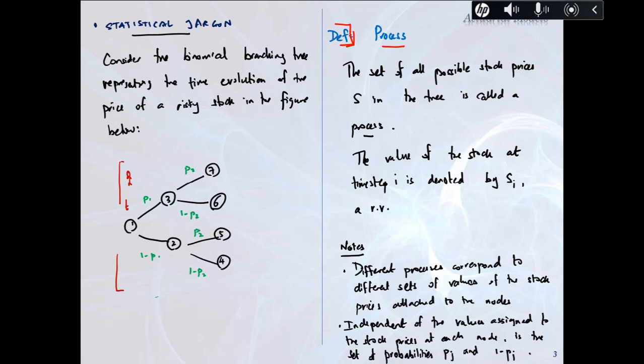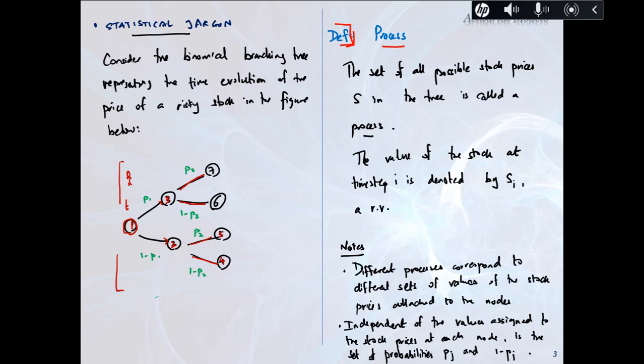Okay, so we say that the price of my stock is in that state 1. Then it may go up or down to state 3 or 2 with probabilities P1 and 1 minus P1 respectively. And if it is in 3, then it may go up or down to 7 or 6 respectively with the corresponding probabilities written here, P2 and 1 minus P2. Okay, so this is for illustration.